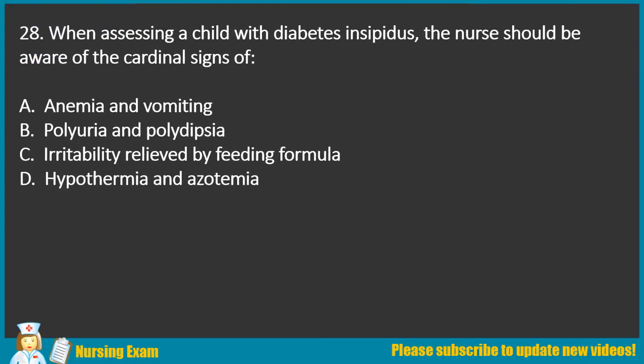Question 28. When assessing a child with diabetes insipidus, the nurse should be aware of the cardinal signs of A. Anemia and vomiting. B. Polyuria and polydipsia. C. Irritability relieved by feeding formula. D. Hypothermia and azotemia.